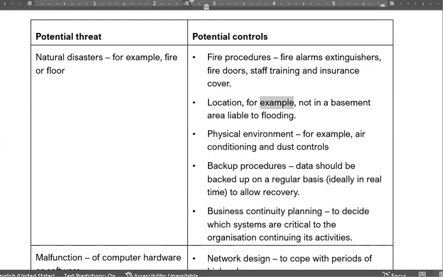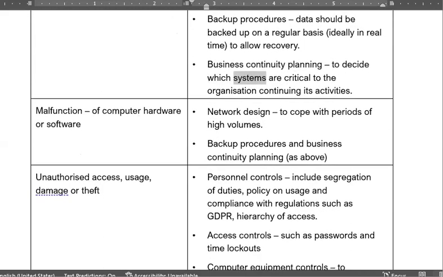Location, for example, not in a basement area liable to flooding. Physical environment, for example, air conditioning and dust controls. Backup procedures: data should be backed up on a regular basis, ideally in real time, to allow recovery. Business continuity planning, to decide which systems are critical to the organization continuing its activities.